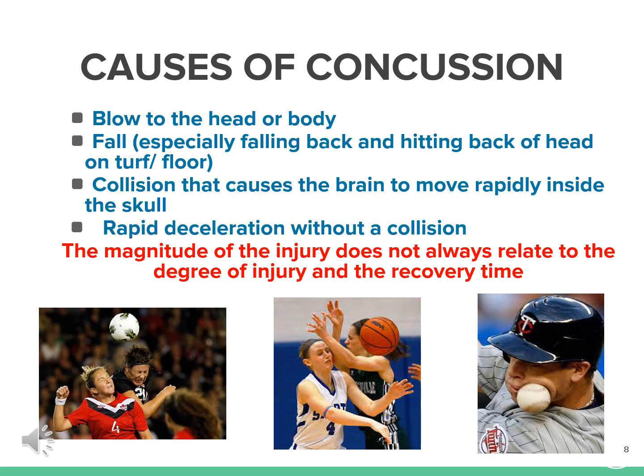So the causes of concussion are a blow to the head or body, a fall, especially falling back and hitting the back of the head on the turf or floor, a collision that causes the brain to move rapidly inside the skull, and a rapid deceleration without a collision. The magnitude of the injury does not always relate to the degree of injury and the recovery time. There is a certain type of worse injury called coup and contrecoup, and it's shaking forward and backward with no blow to the head.